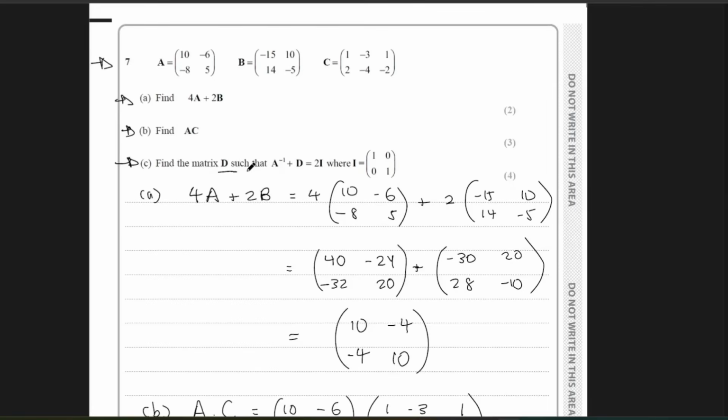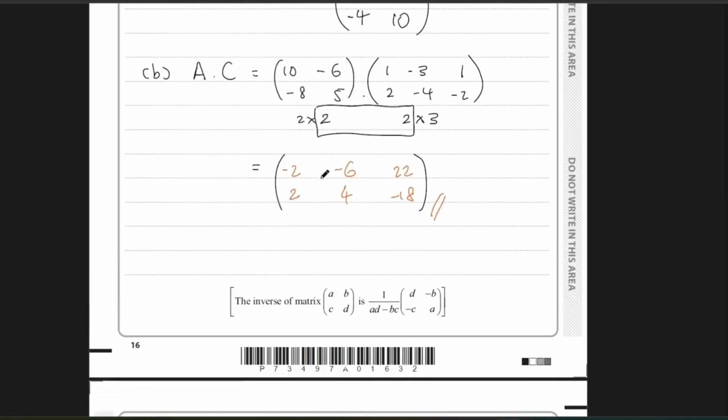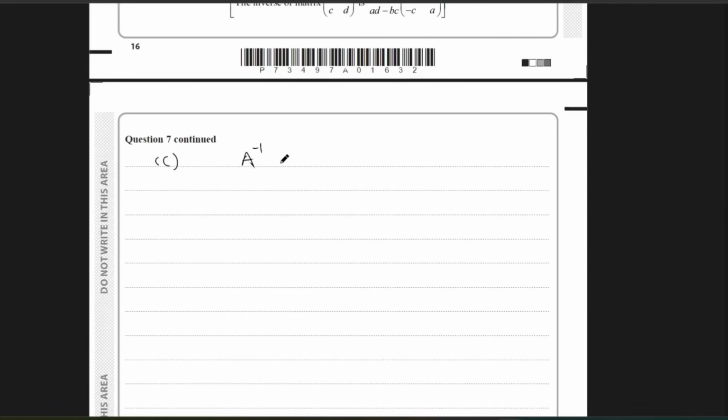Find the matrix D such that A inverse plus D is equal to 2 times the identity matrix, where I is 1, 0, 0, 1. So we have an equation where the inverse of A is added to D, and that gives 2 times I. From this equation, we need to calculate the matrix D. Let's write down the equation first. A inverse plus D equals 2I.